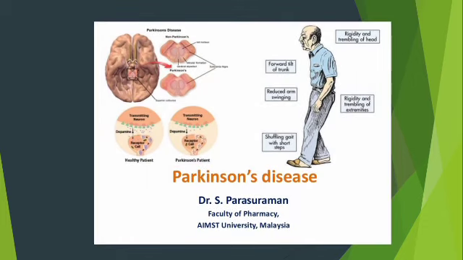So this diagram shows an elderly person affected with Parkinson's disease, and most of the symptoms we discussed earlier can be seen in this figure.